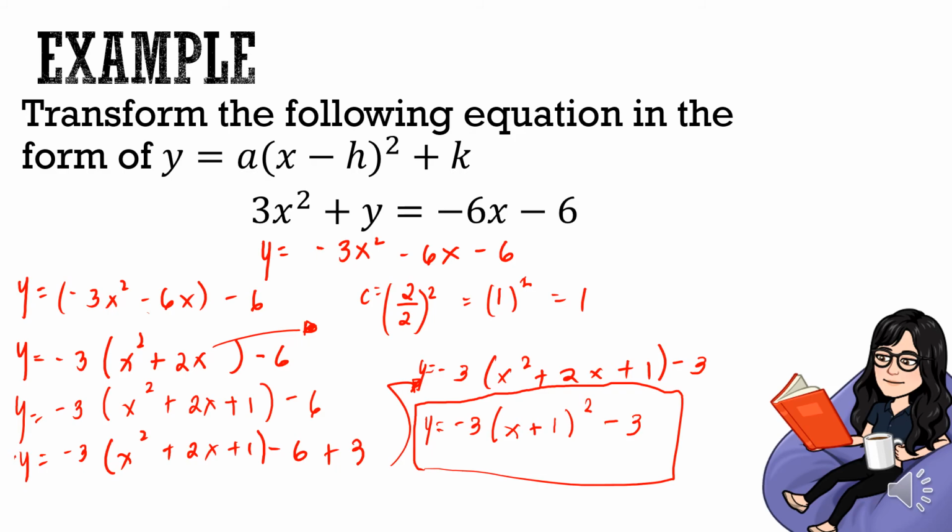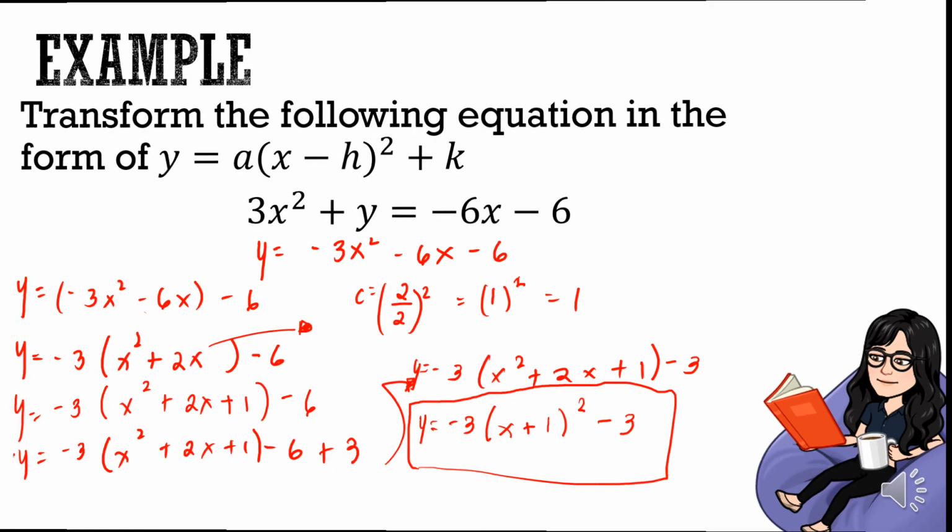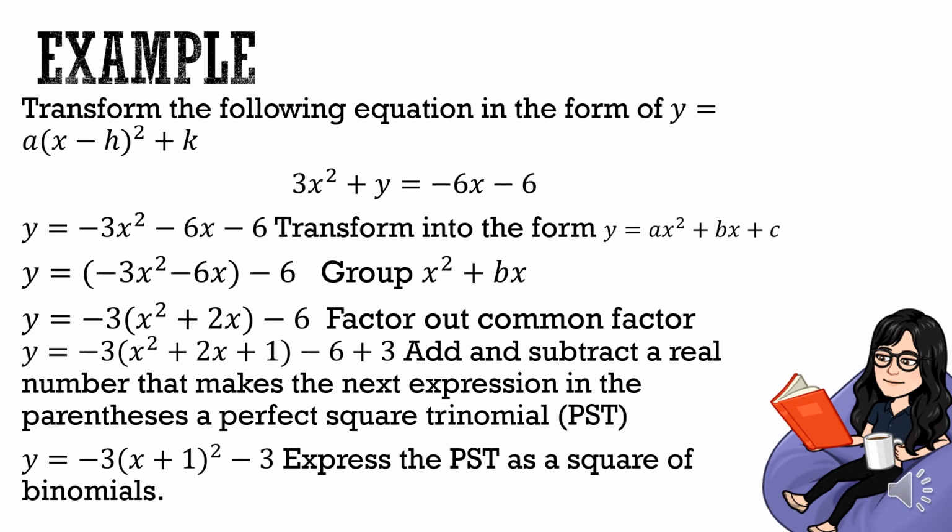So let's check. So we have transforming first into the form y equals ax squared plus bx plus c. And then we group and then factor out the common factor and add or subtract the real number that makes the expression in the parentheses a perfect square trinomial, and then expressing your perfect square trinomial as the square of binomial.